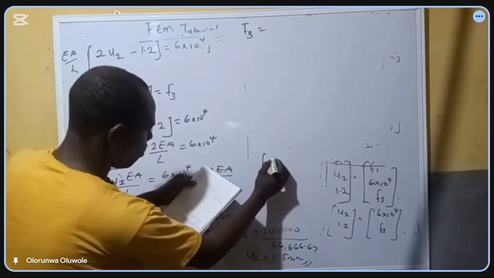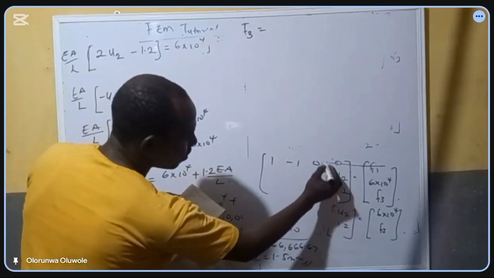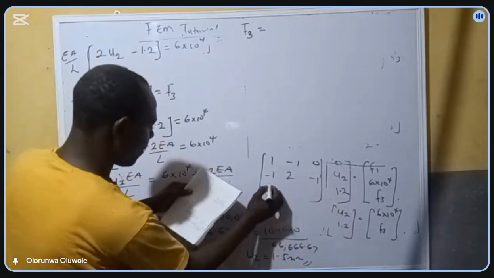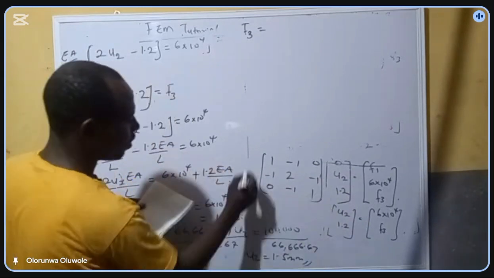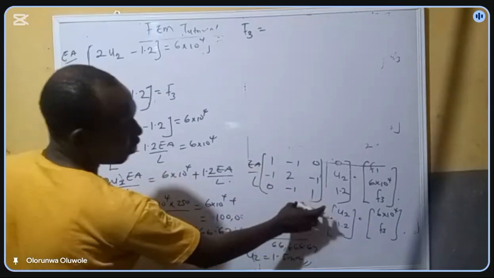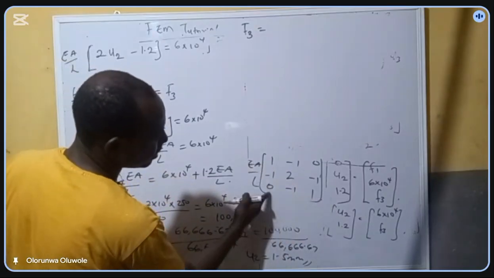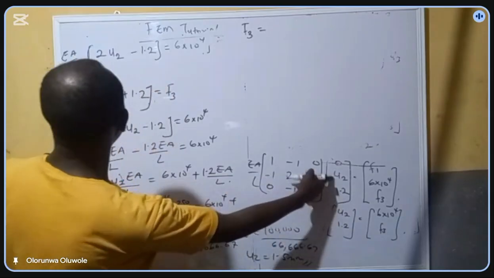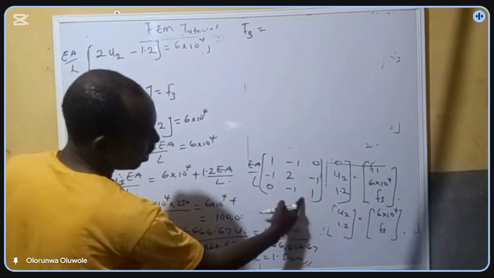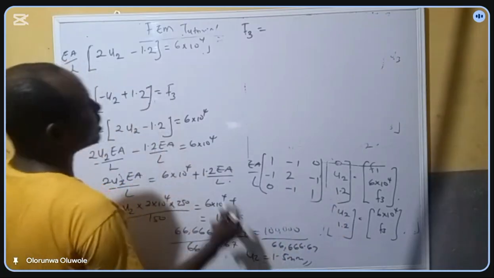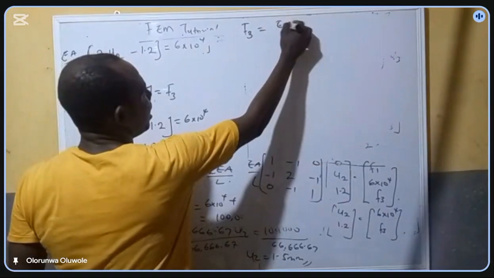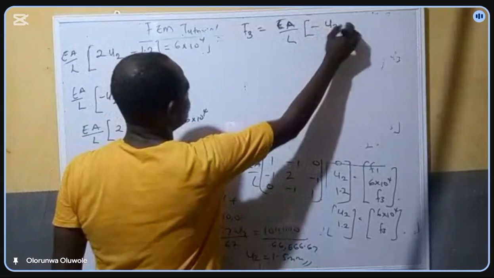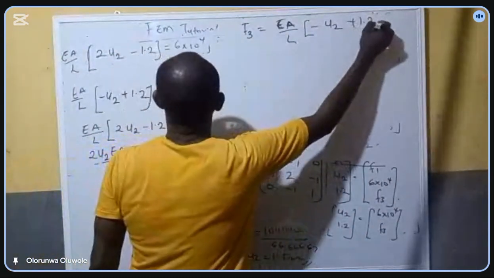Here I have 1, minus 1, 0. I have minus 1, 2, minus 1. I have 0, minus 1, and 1. EA over L. So when I multiply, 0 times this is 0, minus 1 times U2, minus U2, 1 times 1.2, 1.2 is F3. So can I say our F3 is now EA over L in bracket times minus U2 plus 1.2.